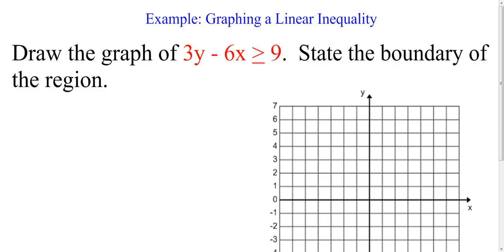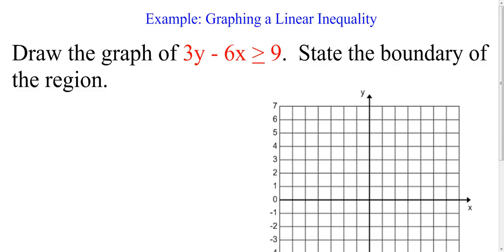You can see that it has x and y in it. Neither one of them are squared. So hopefully you are beginning to recognize that this is a linear inequality. We're also going to be looking at some parabolas and some circles today, but this one happens to be linear, okay? So you can graph this a couple of different ways.